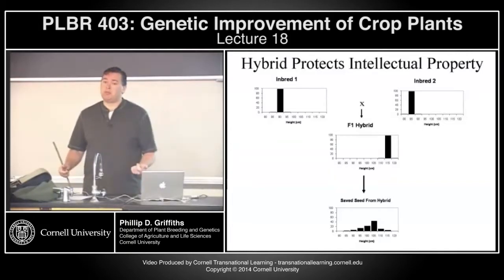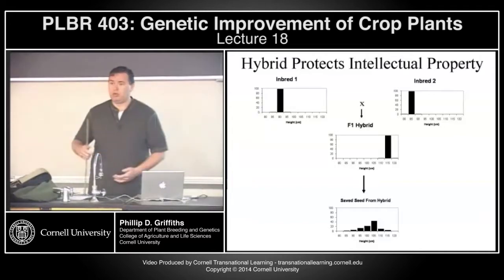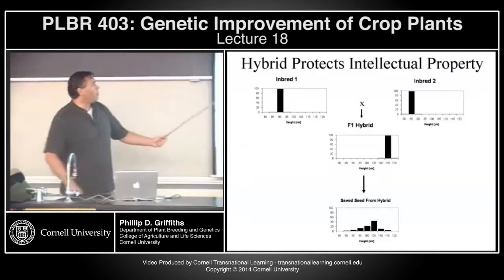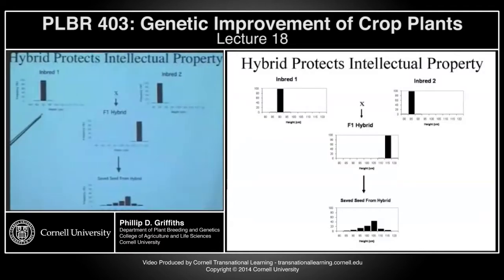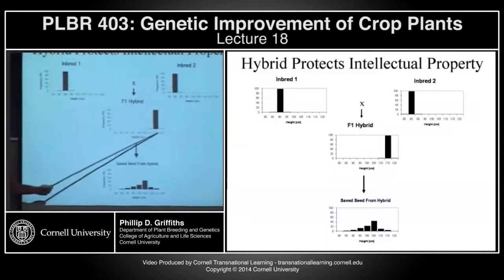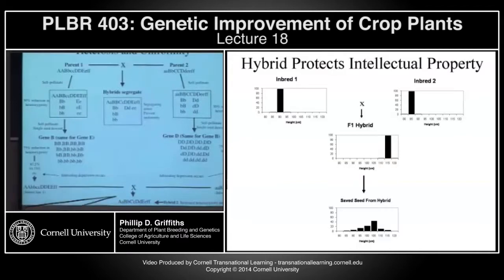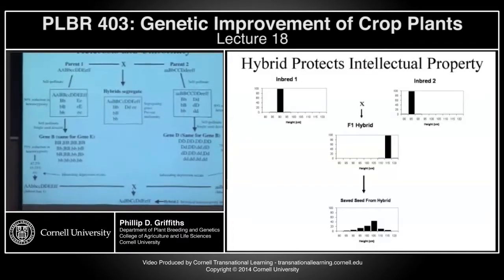For intellectual property purposes, companies like to have quite divergent parents. Because if you look at what we might find in the case of a hybrid, if we take an inbred that is maybe 90 centimeters and another one 85, we may get an F1 hybrid that has the vigor and is much taller. But if we go back to this slide, you'll see if you were to self-pollinate this F1 hybrid, then you'd create extreme variation by self-pollinating.